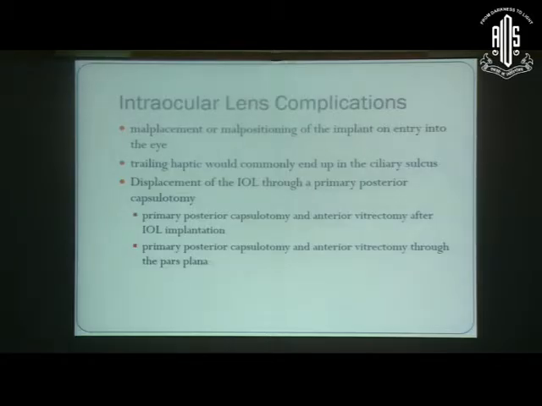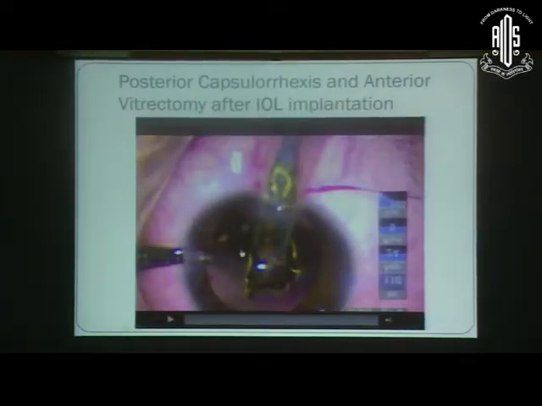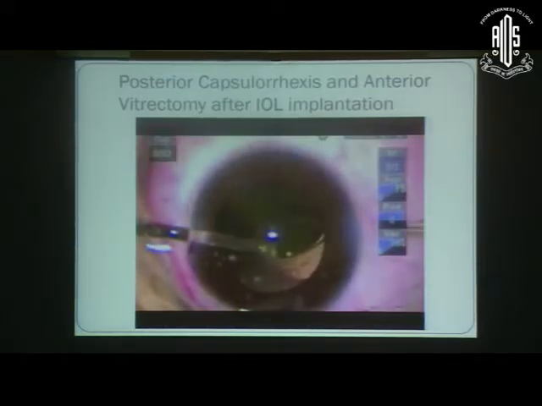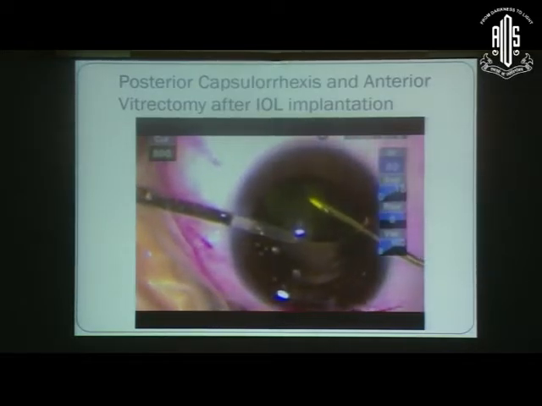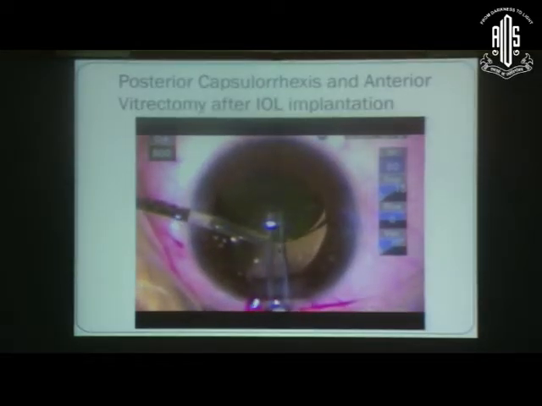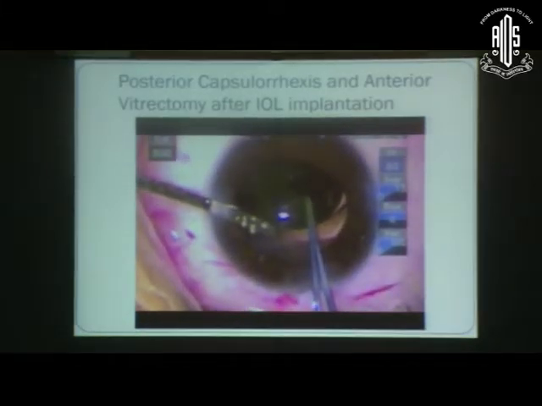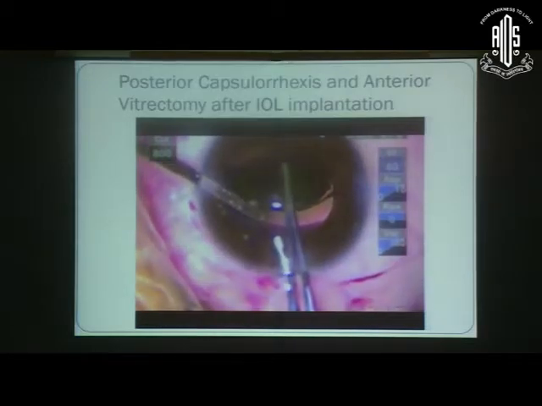the vitreous. So to prevent this, doing the PC-tomy and anterior vitrectomy after implanting the IOL, as shown in this video, or using the pars plana approach to do these steps would be a better technique. So you can use your second instrument to lift the IOL anteriorly so that you are able to do all the maneuvering more easily.